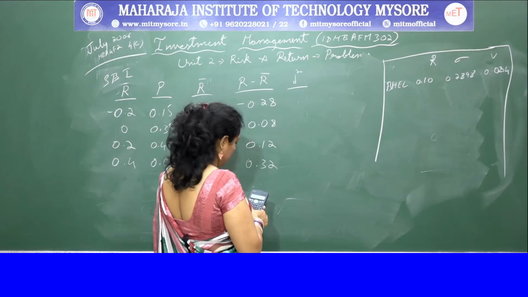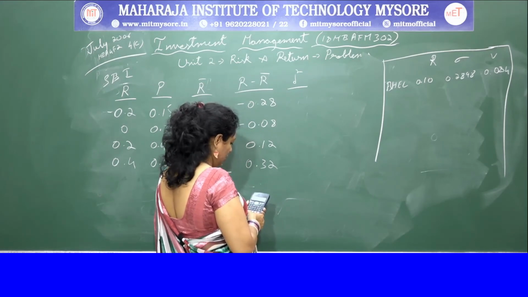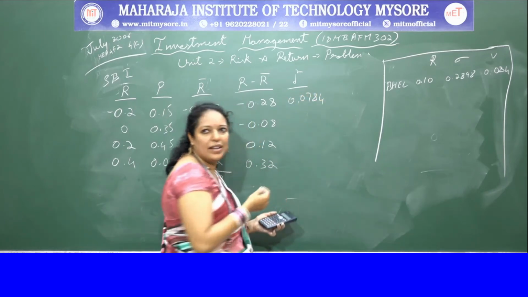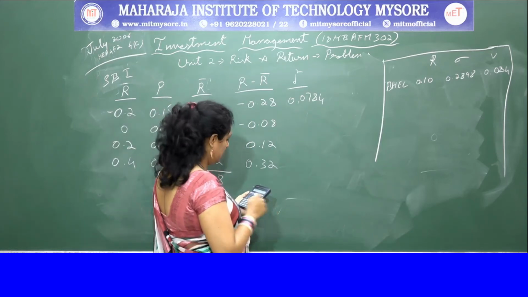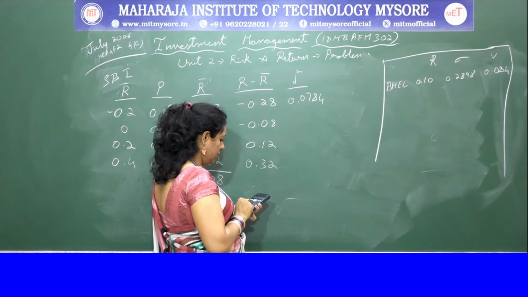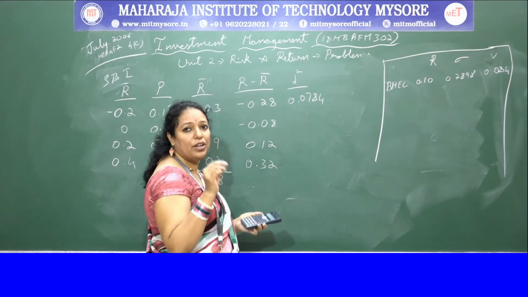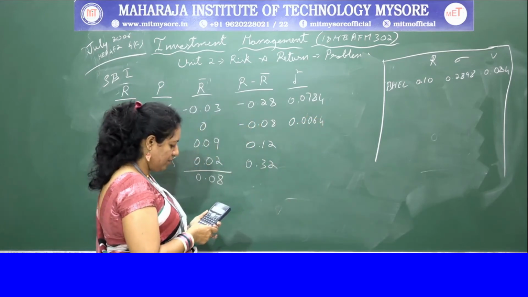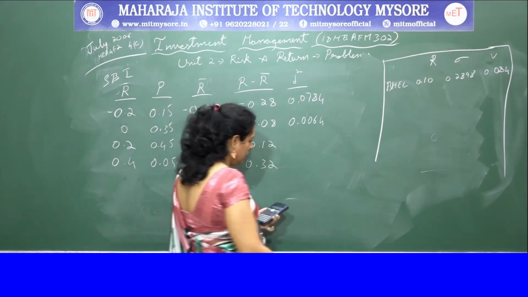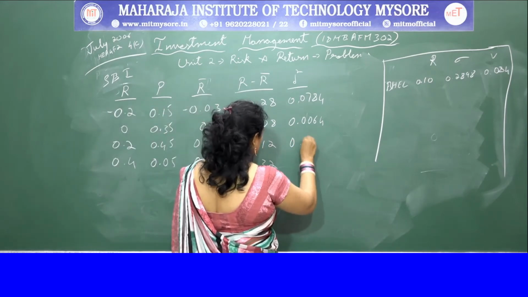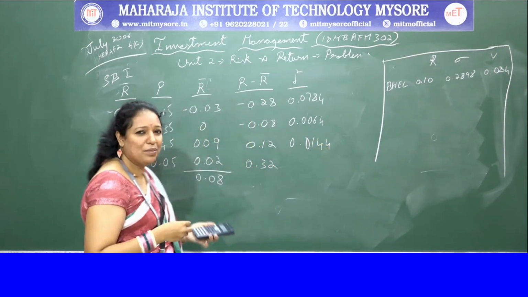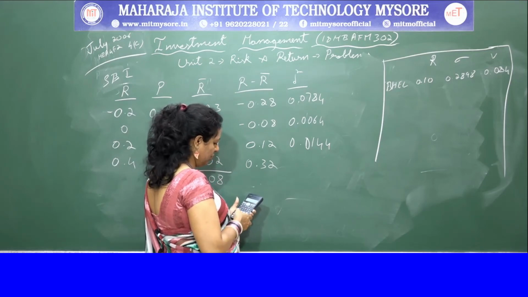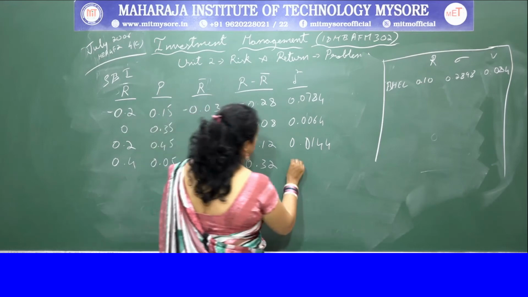So 0.28 into 0.28, you get 0.0784. And the same way you can do it for the rest. 0.08 into 0.08, you get 0.0064. Okay, and the same way in the next, 0.12 into 0.12, you get 0.0144. Every zero is important. 0.32 into 0.32, you get 0.1024.